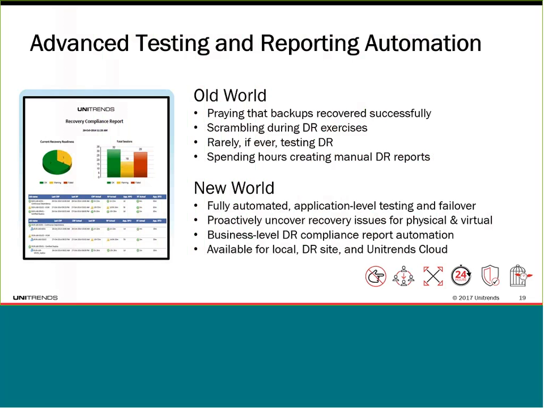So the first big component is advanced testing and reporting automation. It's not just enough to protect, it's not just enough to recover fast. Now we're talking about advanced features that involve automation and orchestration, ensuring that your backup and disaster recovery strategies are sound and working. We have an old world, new world view of things. The old days were about praying that backups recovered successfully, which they didn't always, because of things like VMware CBT issues.